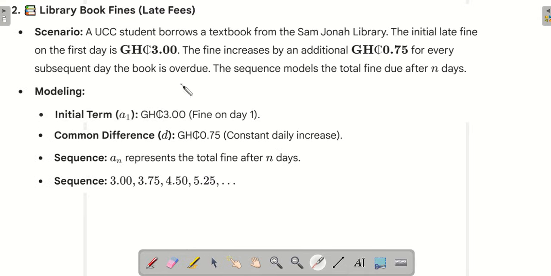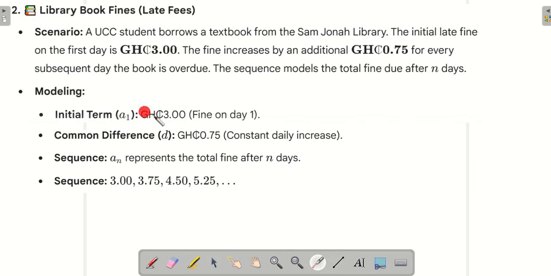Now the second one is the scenario. A UCC student borrows a textbook from the Sam Jonah library. The initial late fine of the first day is 3 cedis. The fine increases by an additional 0.5 Ghana cedis for every subsequent day the book is overdue. Now, this is also an arithmetic progression, a linear sequence. The sequence models the total fine due after n days.